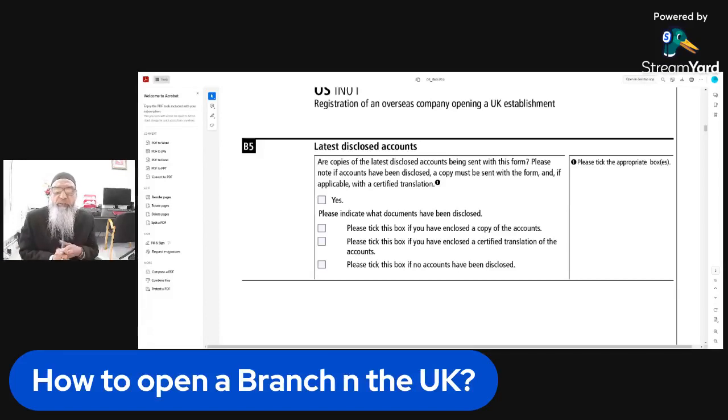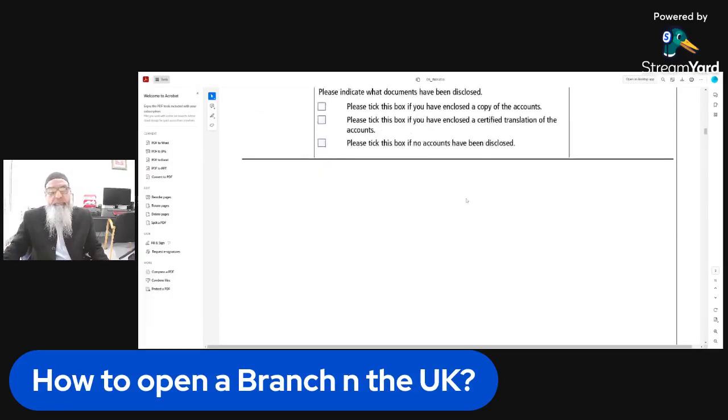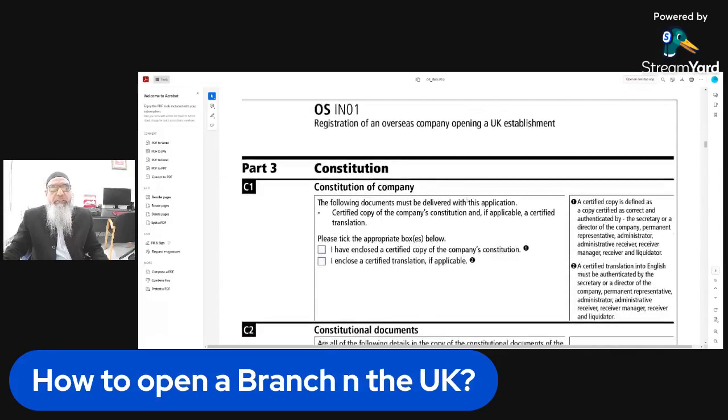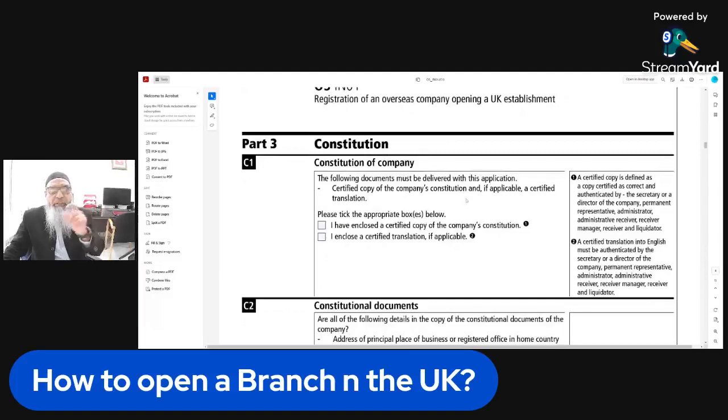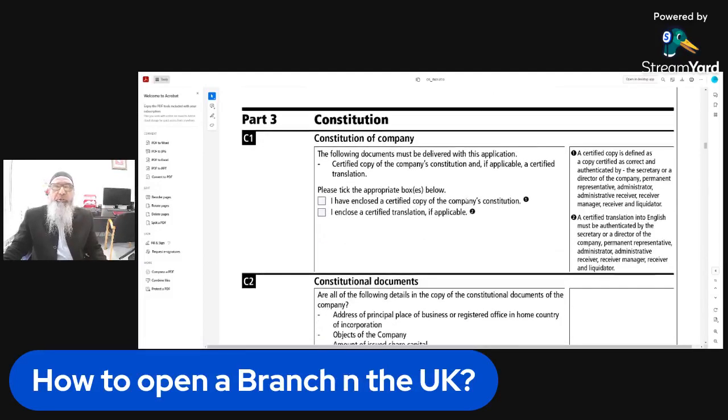Please tick this box if you have enclosed a copy of the accounts. Please tick this box if you have enclosed a certified translation of the accounts. Please tick this box if no accounts have been disclosed. The next question is basically part 3 about constitution. The first section is C1. This is about the constitution of the company.